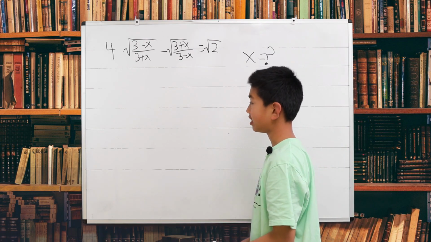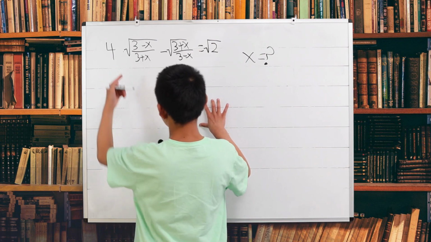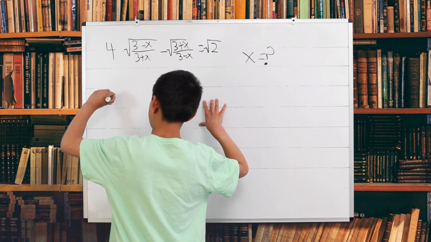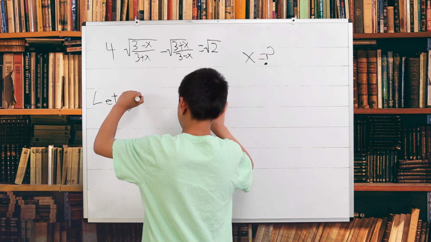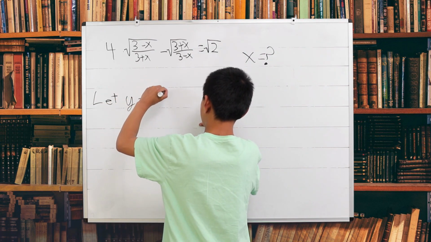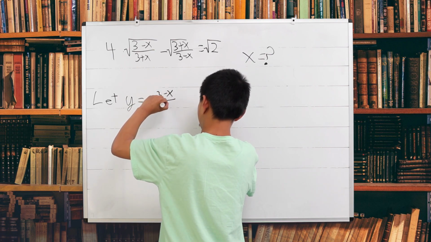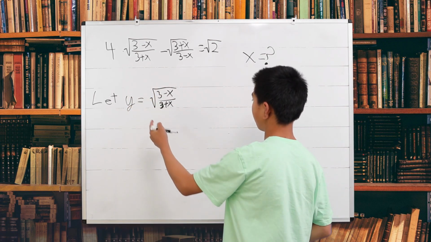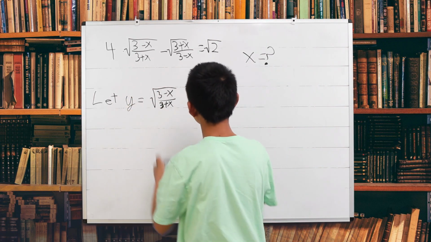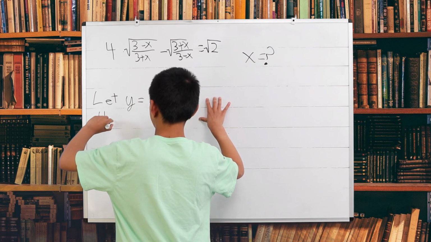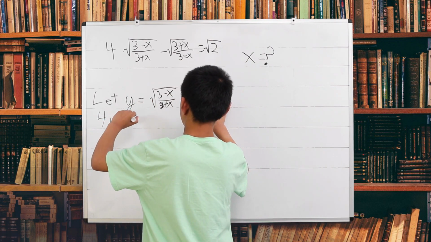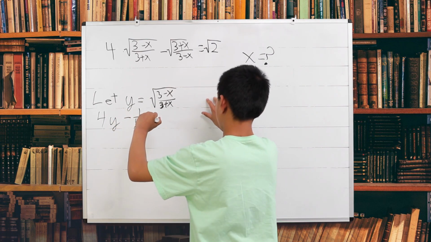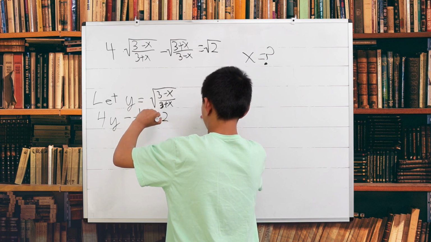To make this a lot easier, let's set this entire term here to a value. So let's let y be equal to the square root of 3 minus x over 3 plus x. There. Now we just plug this value in. It's going to be 4y minus y flipped over, which is just 1 over y. So 4y minus 1 over y, that's still equal to the square root of 2.